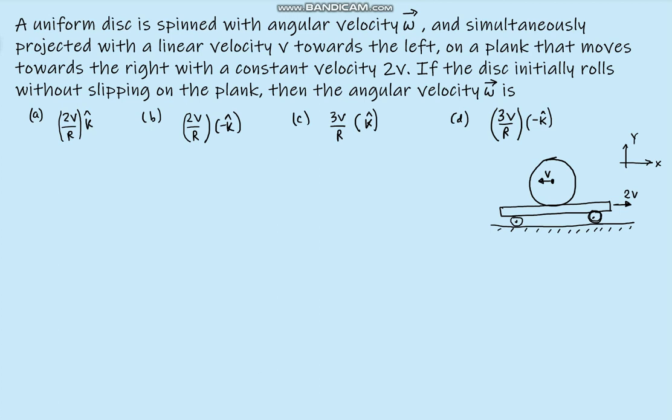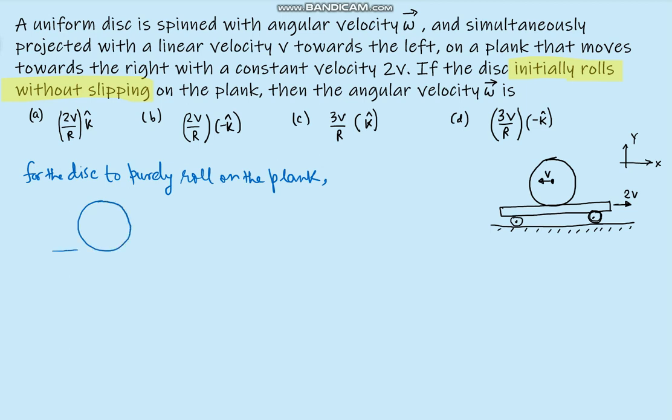See here, the disk initially rolls without slipping. That means the disk is purely rolling on the plank. So for the disk to purely roll on the plank, if I choose this as the disk and this as the plank surface, I am taking 2 points, this particular point and this particular point. I am taking them as A and B.